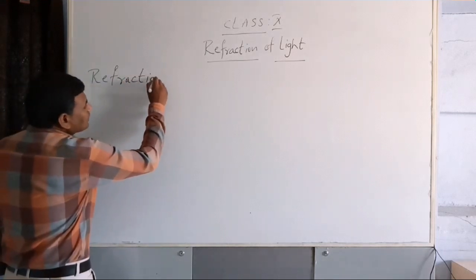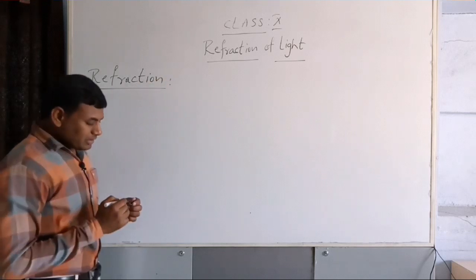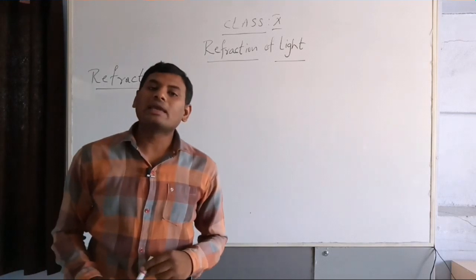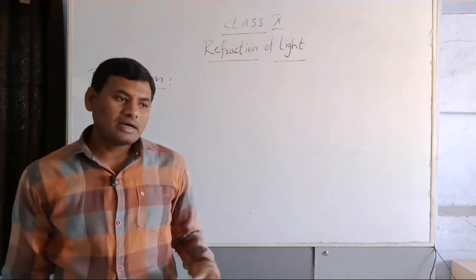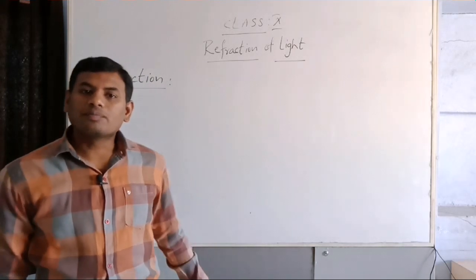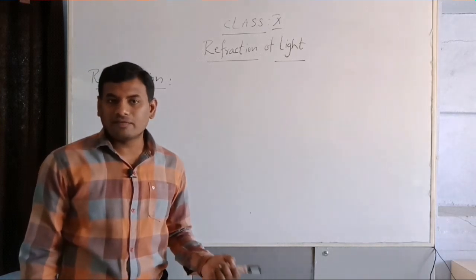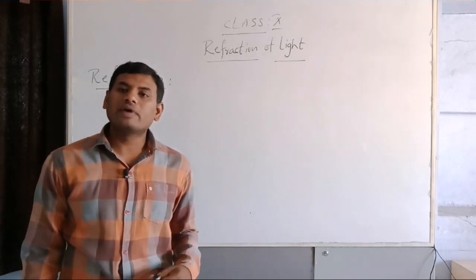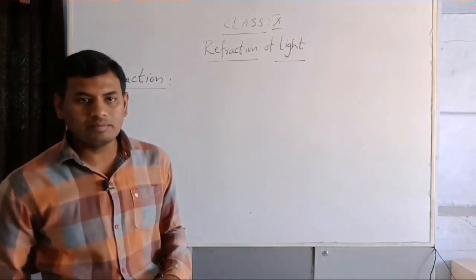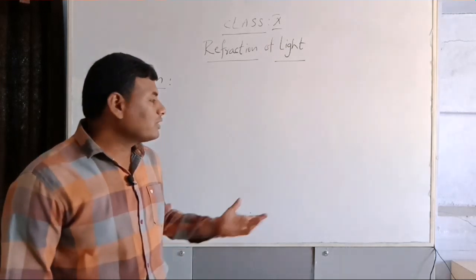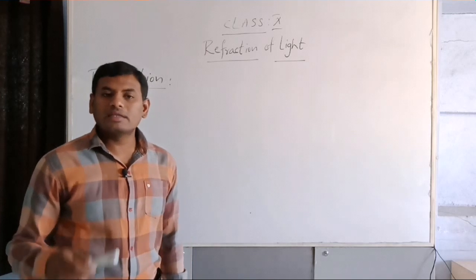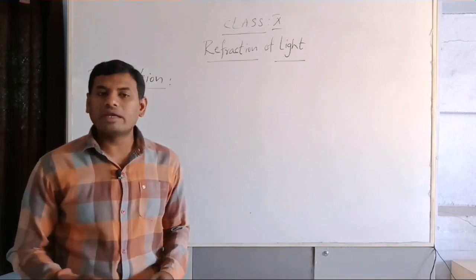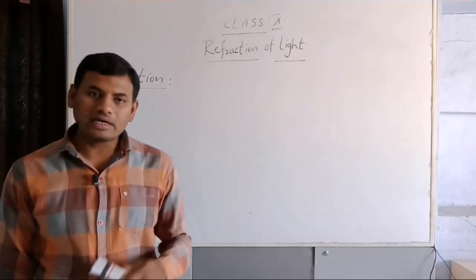Refraction. So, refraction of light is nothing but the process of bending of light when light enters from one transparent medium to another transparent medium, or we can say the process of deviation in path of light or change in path of light when light is entering from one transparent medium to another transparent medium. So what we are saying in this is the light will undergo change in path, or there will be deviation in path of light when it is entering from one medium to another medium.